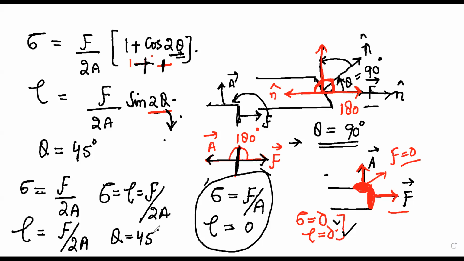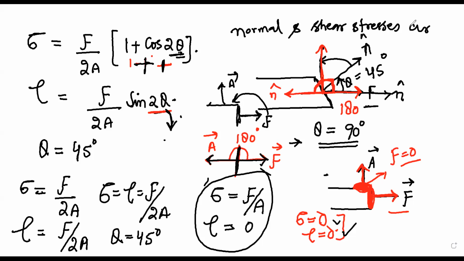What does that mean? When the value of theta is 45 degrees, at that time the normal and shear stresses are equal. The normal and shear stresses are equal whenever theta is 45 degrees. So this is what we can talk about regarding the stresses on the inclined plane.